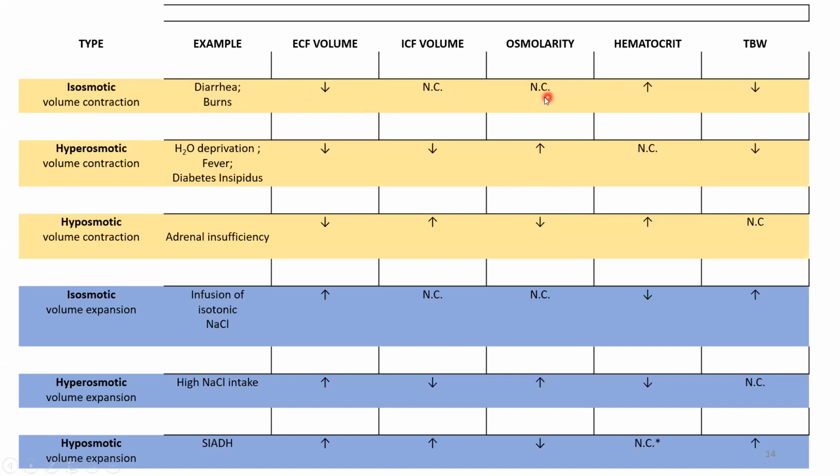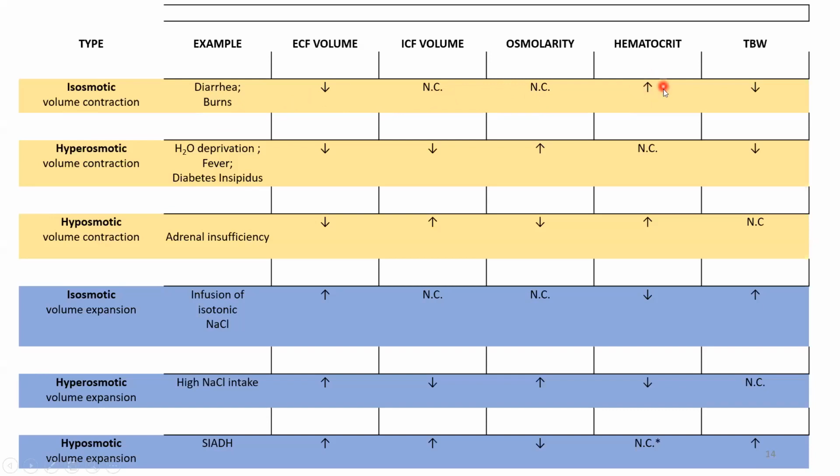What will happen to osmolarity of the ECF? Nothing. No change. What will happen to ICF volume? Nothing. No change, because osmolarity is not disturbed. So nothing will happen to ICF volume. We have already made this concept. I won't comment on hematocrit. This is for you to work out.